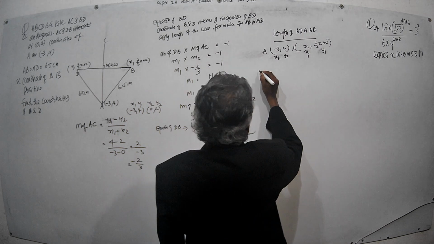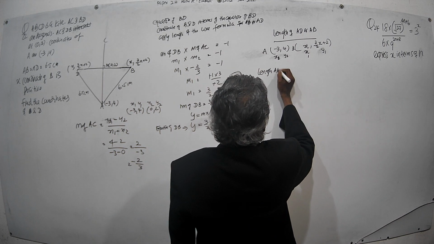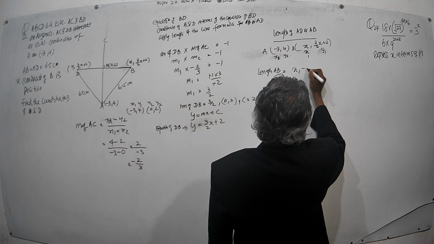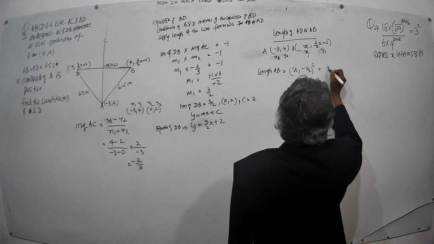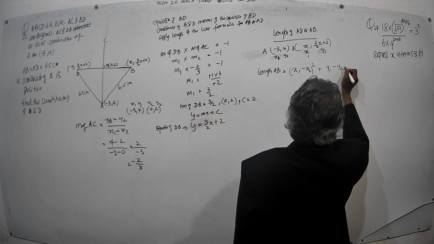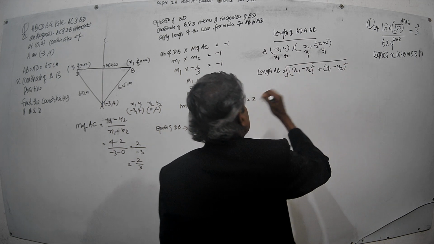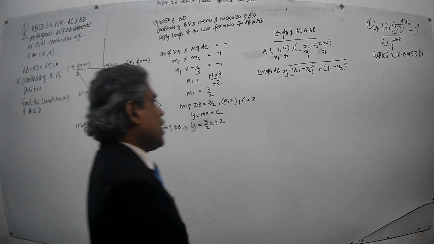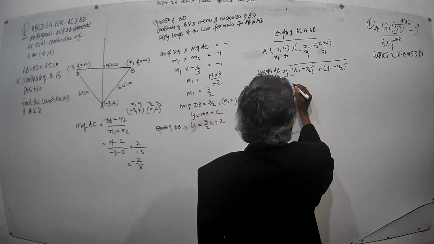The formula for length AB. Length AB equals what? Square root of x1 minus x2 squared plus y1 minus y2 squared. That is the length of the line formula. Okay, now you apply it. What is the x1 coordinate? x1 is x here. See?